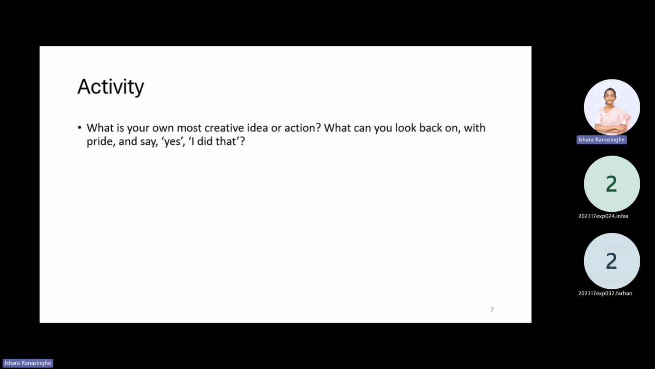Very innovative products. We are expecting a very creative idea. It can be a strategy.